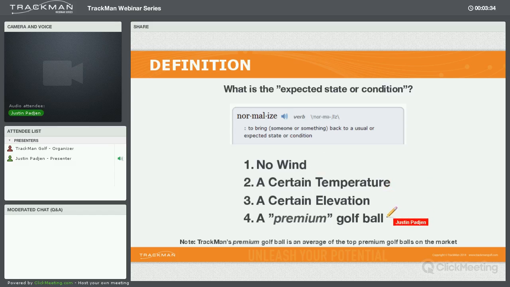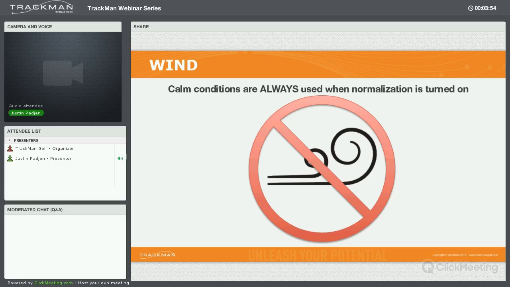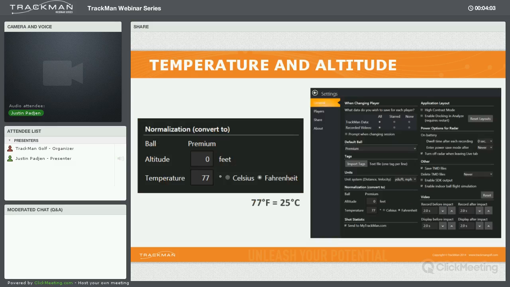And then with normalization, we're always using a premium golf ball. We did a lot of testing on various premium golf balls, took an average of all of those, and created what you could call our TrackMan premium golf ball. So this is what we're expecting: no wind, a certain temperature, a certain elevation, and a premium golf ball. A big emphasis here is calm conditions. Calm conditions are always used when normalization is turned on.